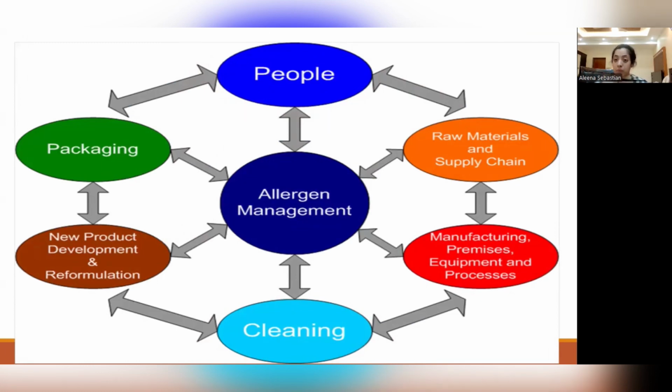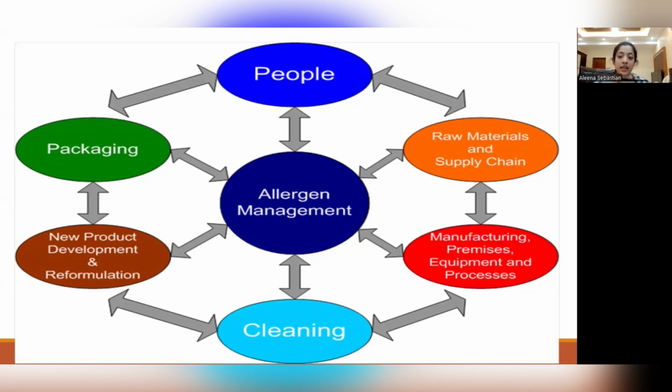Then raw material and supply chain. When we buy the raw materials, we should have a clear idea about what all the possible allergens are in the raw materials which we are purchasing, and we should make our purchases from reputed suppliers. Then manufacturing, premises, equipment and process. The premises, equipment and process should be thoroughly cleaned, and free from any kind of contamination.